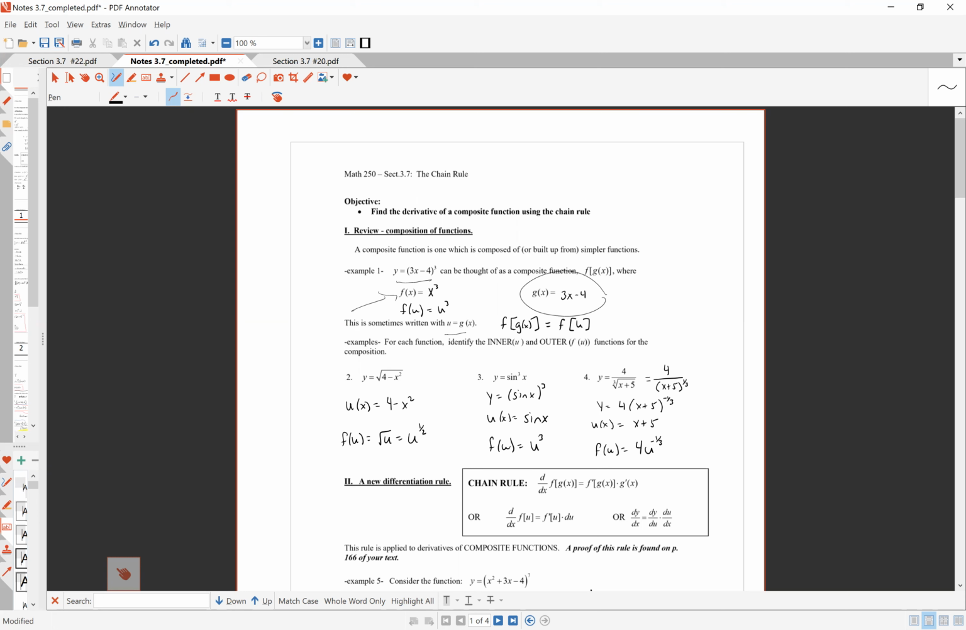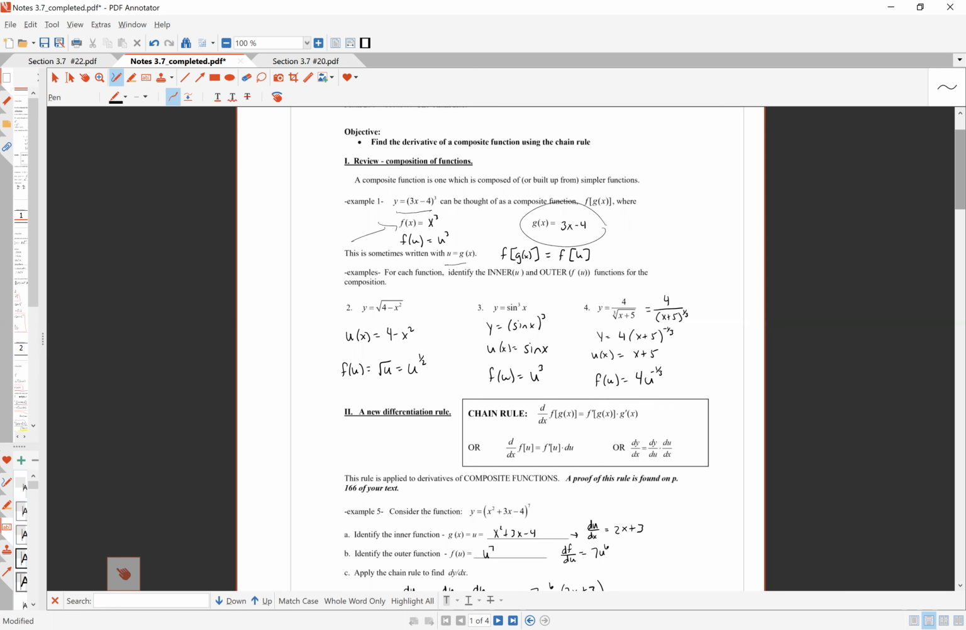We're not going to prove it. The proof is really not a very easy proof. It's in the textbook, and every calculus book has it. You can just go on Google and look at a proof of the chain rule if you're really interested in that. But here is the famous chain rule.